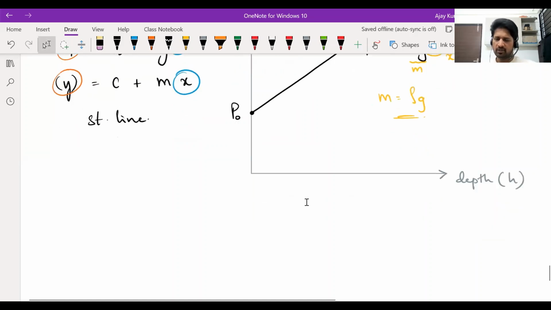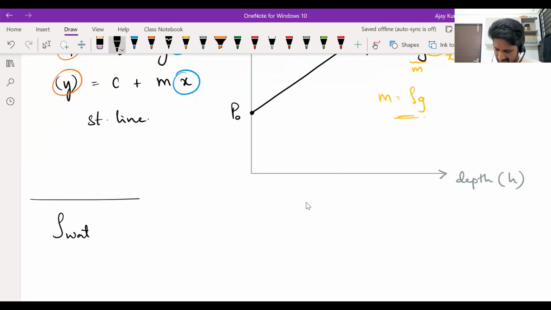Can any of you quickly tell me how much is the density of water in SI units? This is also something which we are going to use very frequently in this chapter. Okay. Any rough idea you have? Like a 1 liter bottle of water, how much does it weigh?